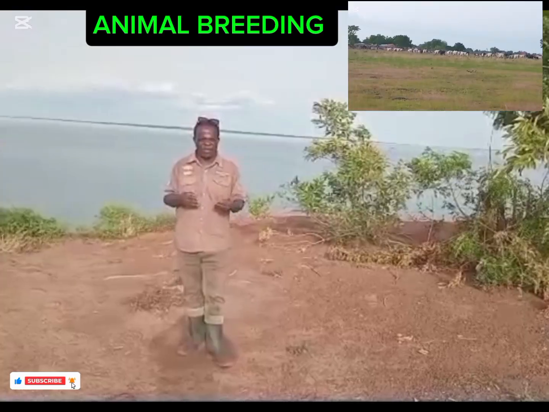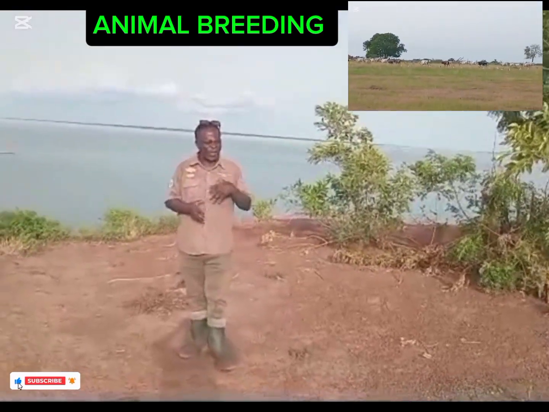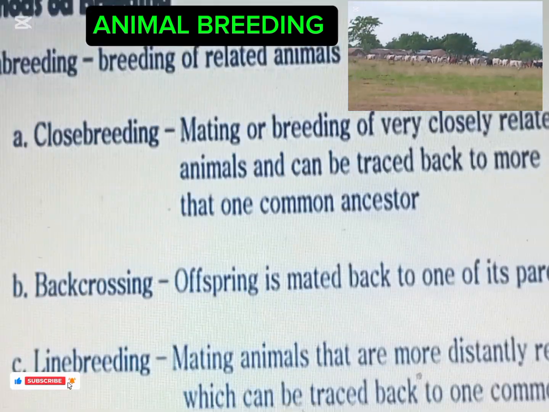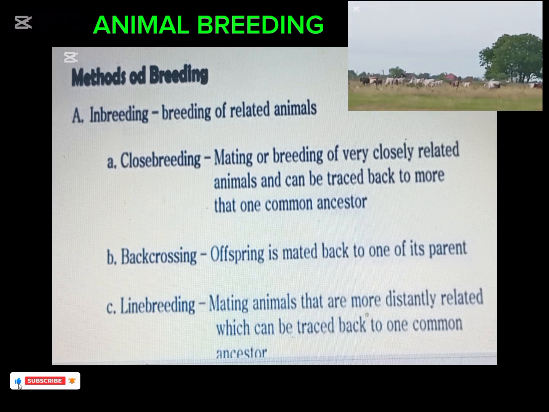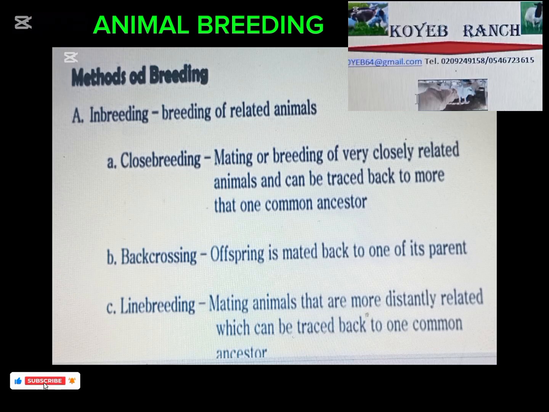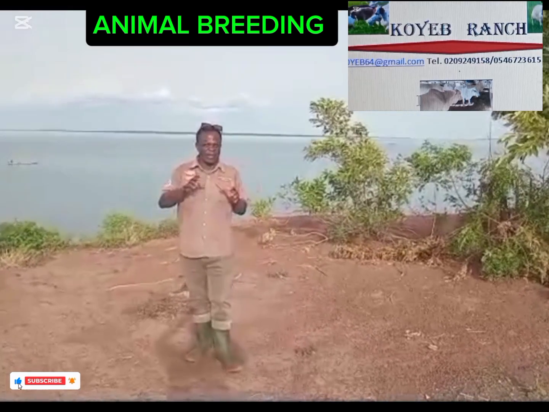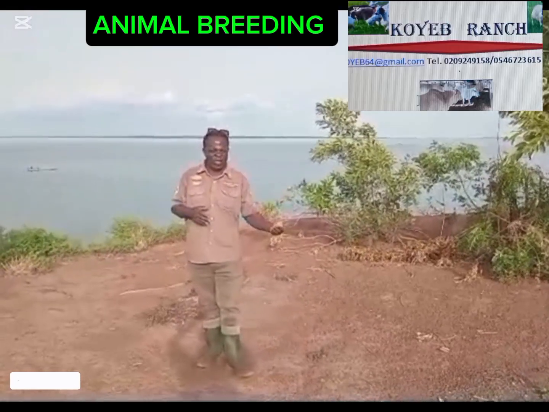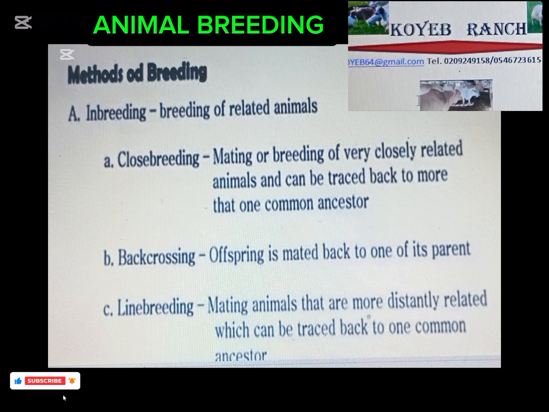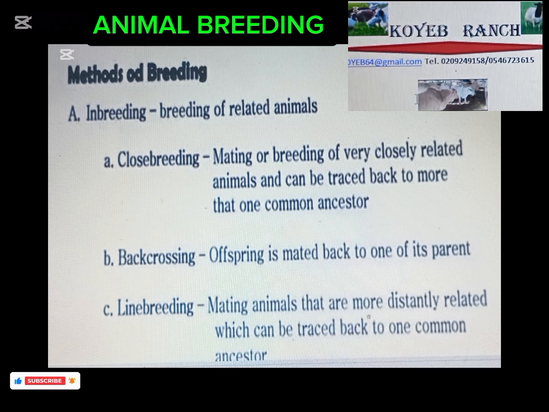Within the inbreeding method or breeding of related animals, there are A, close breeding, that is, mating or breeding of very closely related animals that can be traced back to more than one common ancestor. And then B, we have back crossing. That is, the offspring is mated, or the baby is mated back to one of its parents. And then we also have C, line breeding, which implies mating animals that are more distantly related, which can be traced back to one common ancestor.